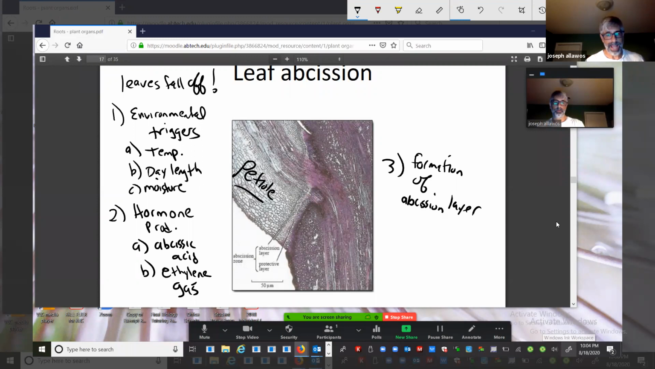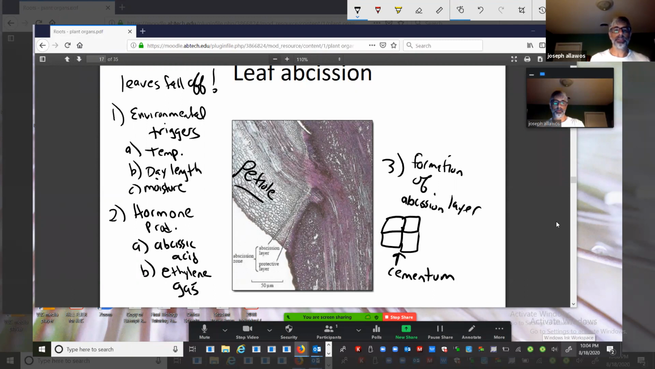Okay, what happens is really fascinating. You remember, plants have cell walls, right? And all the plant cells are stuck together with this glue called cementum. It's a good name, right? Cementum is the glue that sticks all the cell walls of plants together.